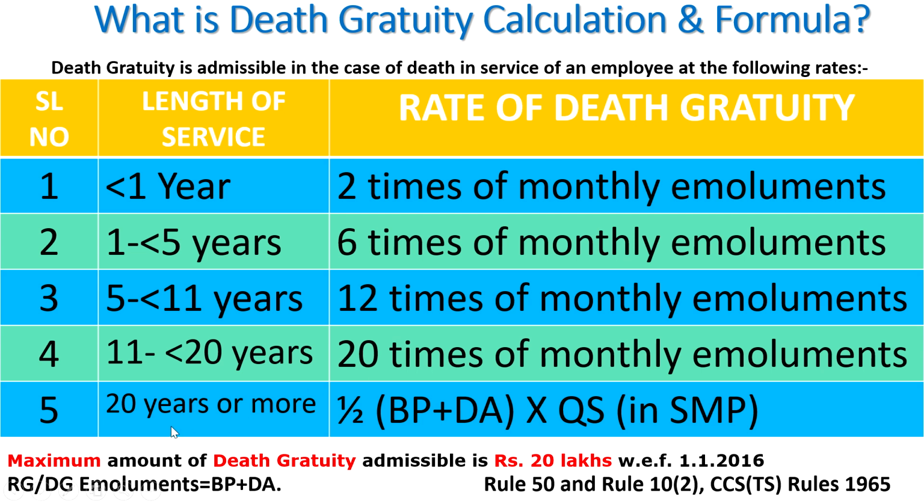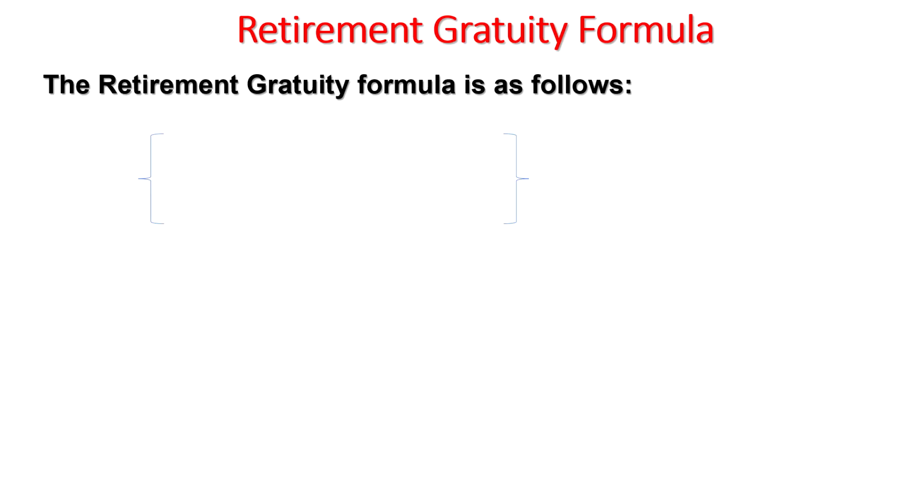And for anything that is 20 years and more length of service, in such a case, death gratuity will be half of the basic pay plus DA, that is called emoluments, into qualifying service in SMPs, that is 6 monthly periods. So that is the amount that will be paid as death gratuity at the time of death of the government employee. And the formula you can see here, it is the retirement gratuity.